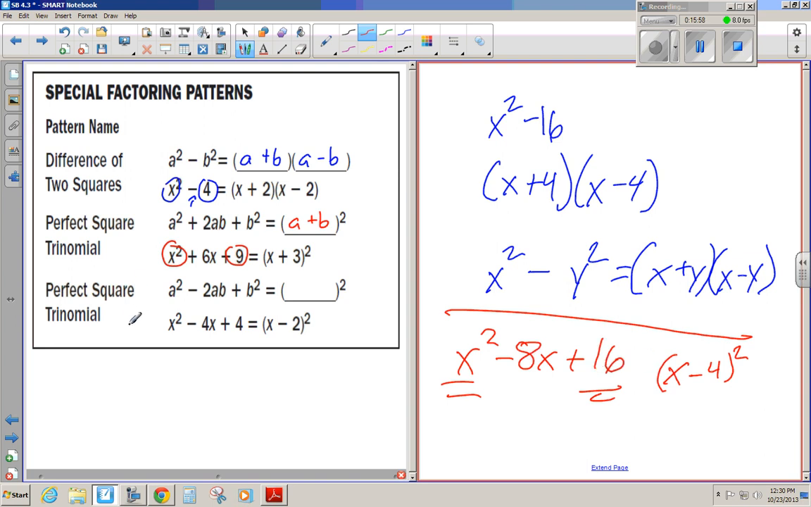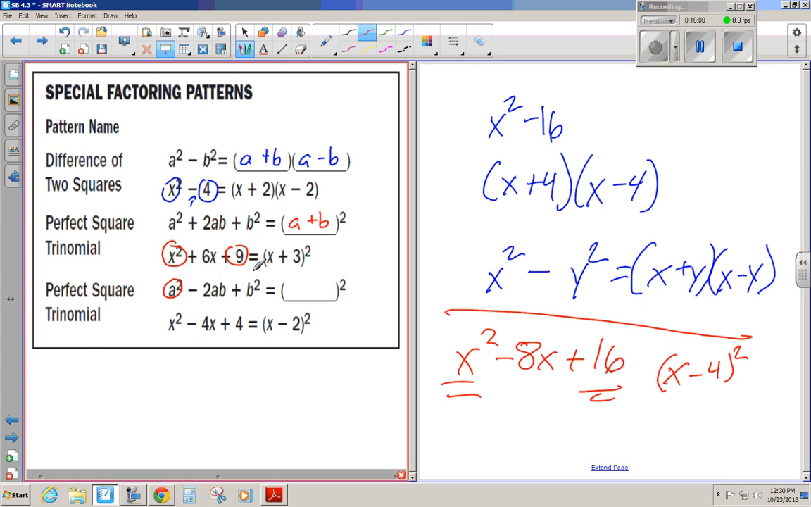Now, perfect square trinomial again. This is a perfect square. This is a perfect square. This time, though, it's a negative sign. So this would be a minus b squared. So another example of that. Oh, this is an example of that. It can be a plus b or a minus b and still get the same result.